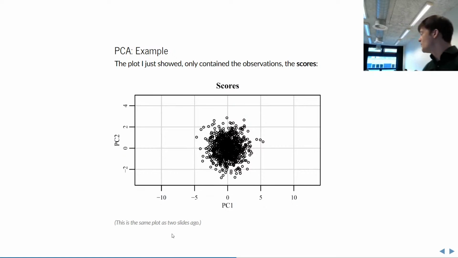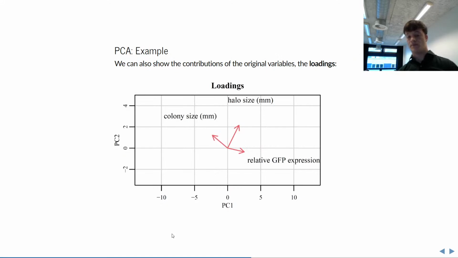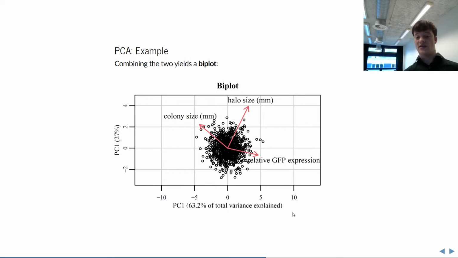Now, we can also plot the contributions of the original variables in this same figure, like this, right? So if you go up in PC1, then the relative GFP expression also goes up, and the halo size also goes up. If we go down towards the negative part of PC1, then the colony size goes up. And we can see that if you have a larger colony size, then you have lower GFP expression because they are in opposite directions. And we can see that the halo size is not really directly correlated to either of the 2. So now we can superimpose one over the other, and that's what we call a biplot.